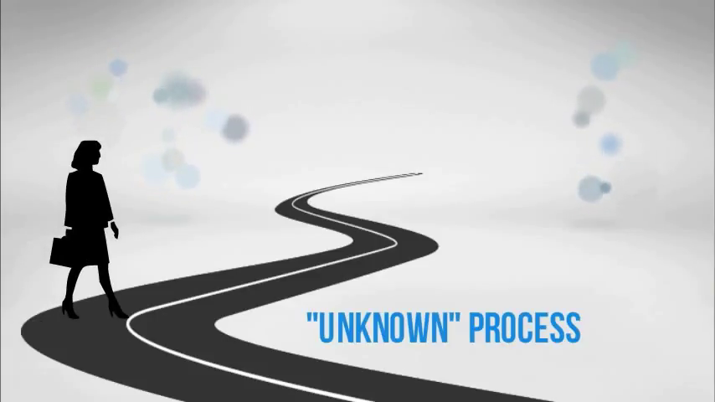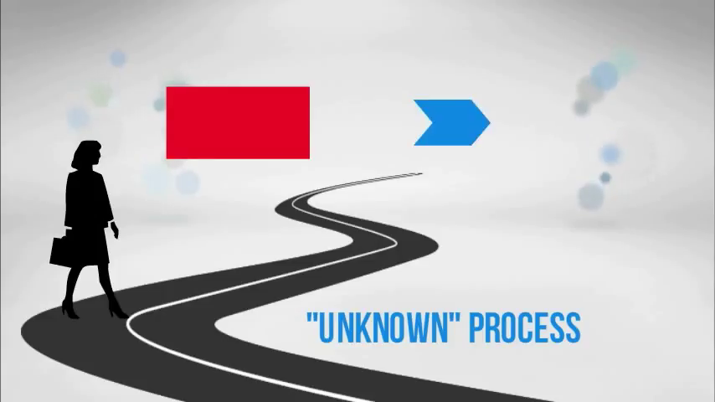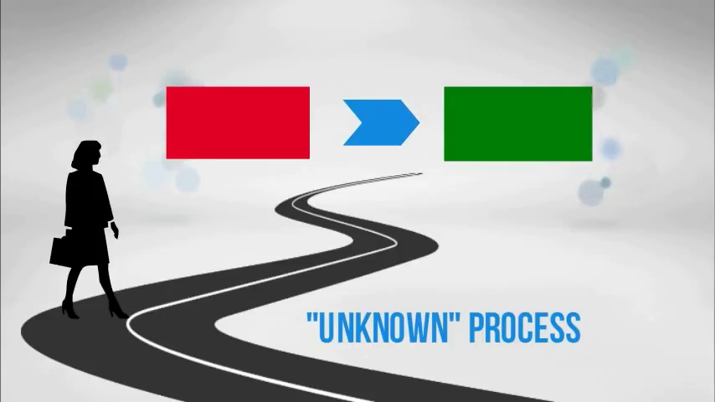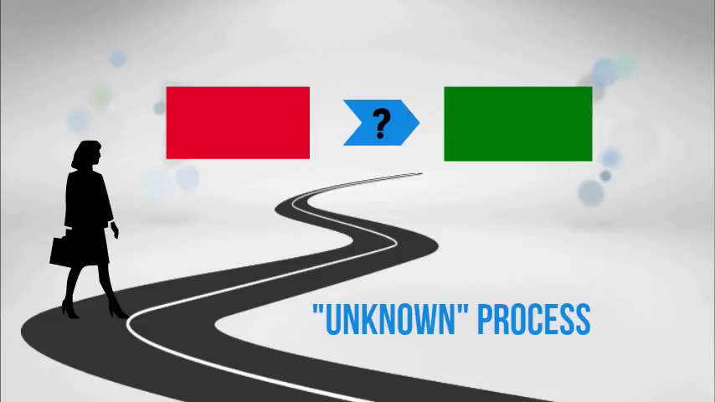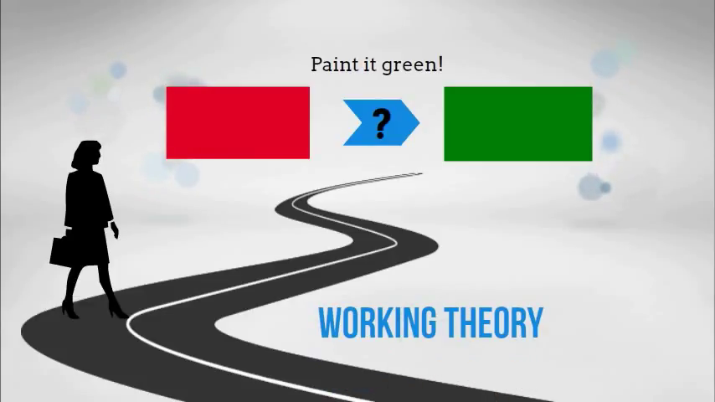Here we have an unknown process. When we take an input, the red rectangle, and subject it to the process, the output is a green rectangle. What might be happening in that process? Based on the scant evidence, one observation, what are plausible hypotheses? Perhaps the process paints the input green. That seems to fit. It is our working theory.